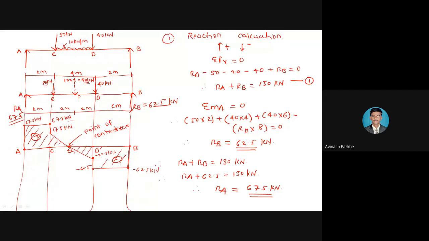Now the point of contra shear is represented by Q, where the shear force is 0. Means at that particular point Q only, the bending moment will be maximum. Please keep in mind, point Q ला bending moment काय असणार आहे? Maximum असणार आहे. तर assume that this CQ distance आपल्याला माहित नाही.